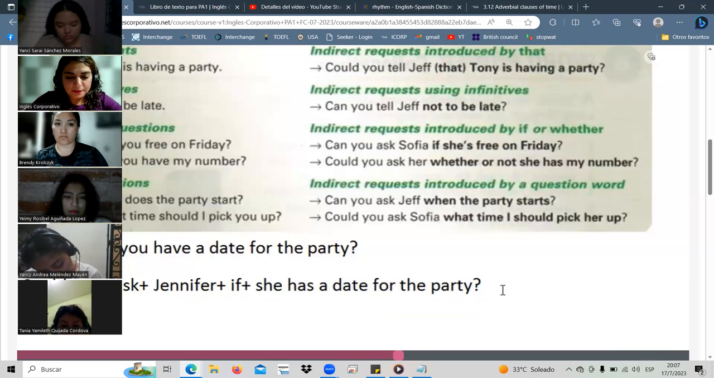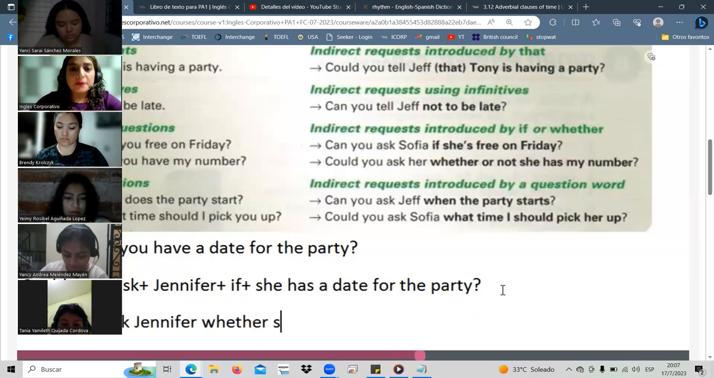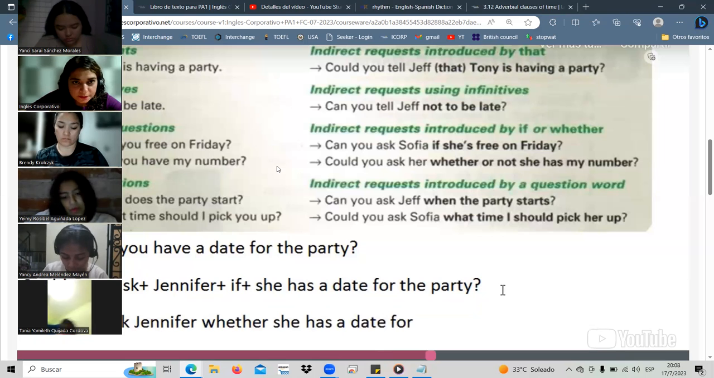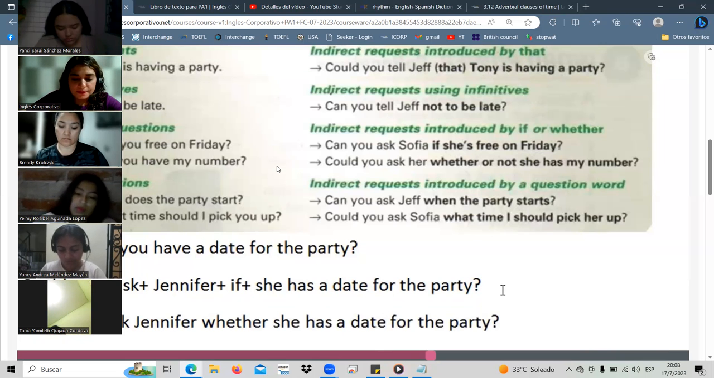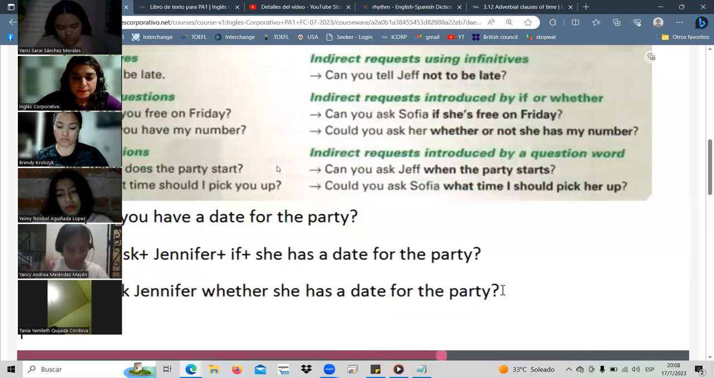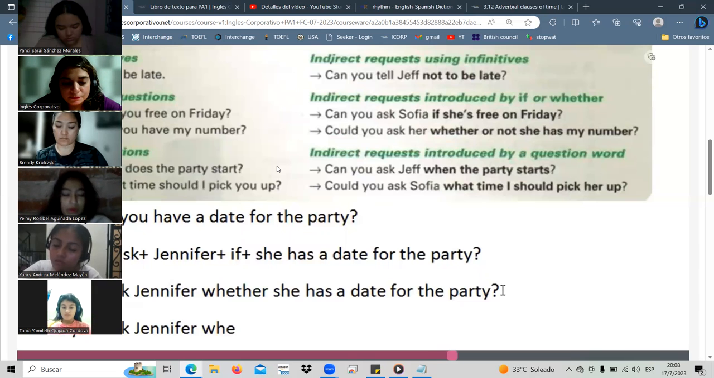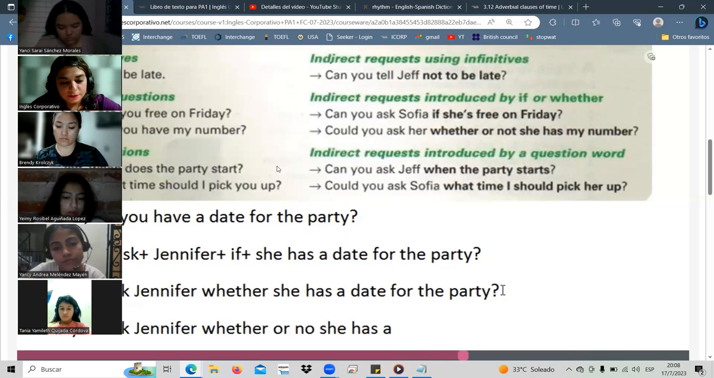Another way could be, could you ask Jennifer whether she has a date for the party. That could be another way to do it. And finally, one last way that we want to learn as well is, could you ask Jennifer whether or not she has a date for the party?